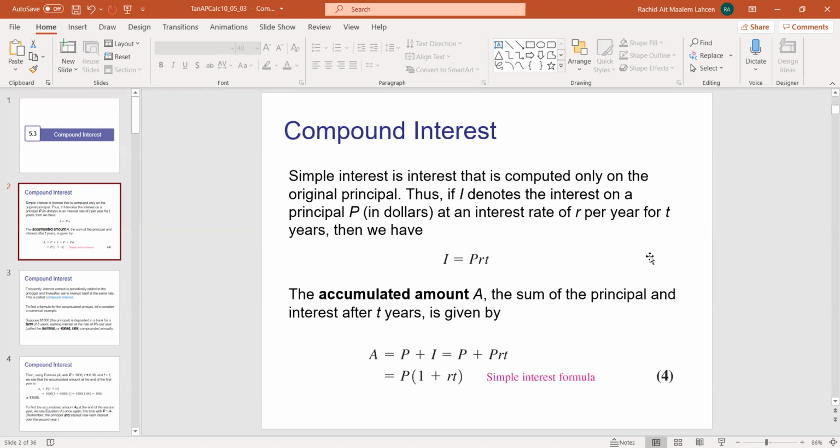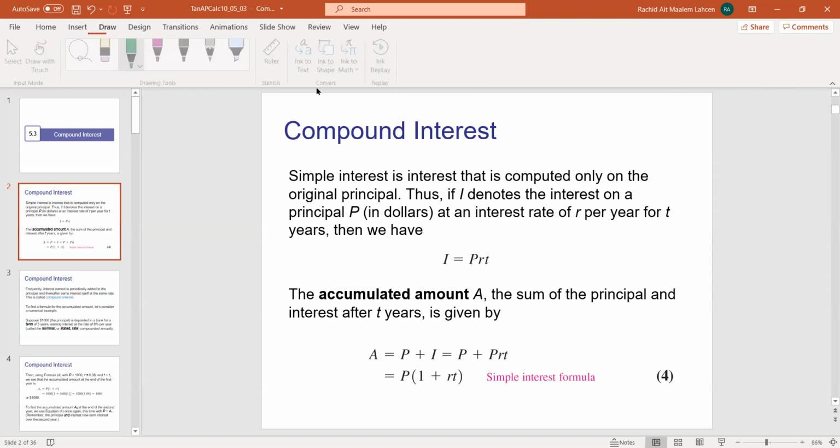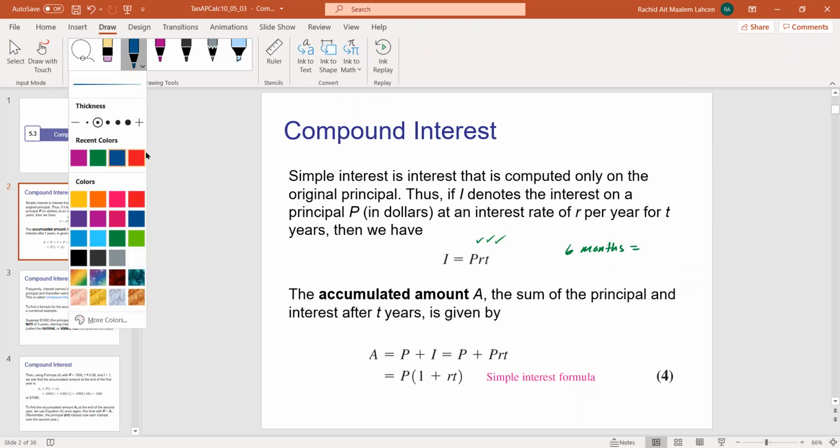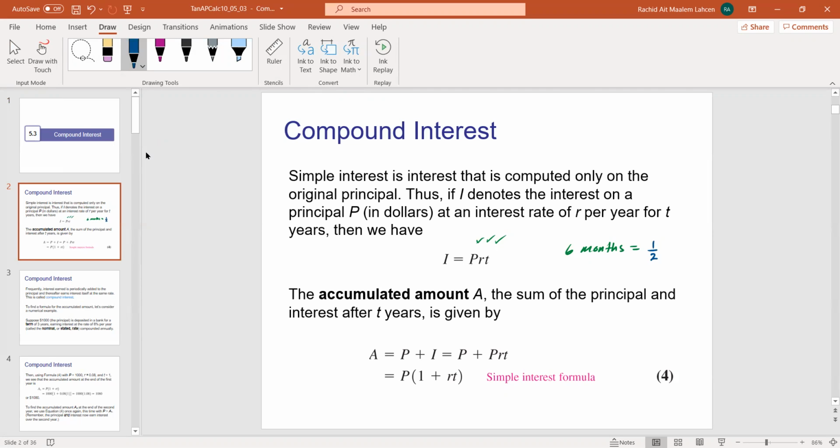So compound interest, before we talk about it, there is something you're of course familiar with, which is simple interest, which just goes with the principal times the rate per year times the time, like per year. So keep that in mind. So if it's for 6 months, then t should be half, right, because that's half a year. So t is used per year.